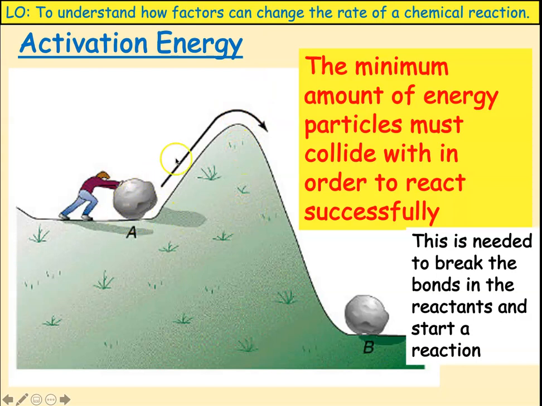So we have to roll that up to the top of the hill and use energy to actually get them to react before they can go all the way down and form the products. So the activation energy is the minimum energy required for the particles to react successfully. That activation energy is needed to break the bonds in the reactants and remake them again in the products.